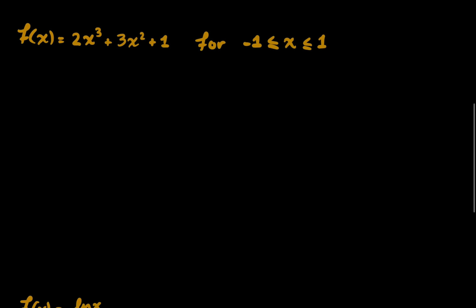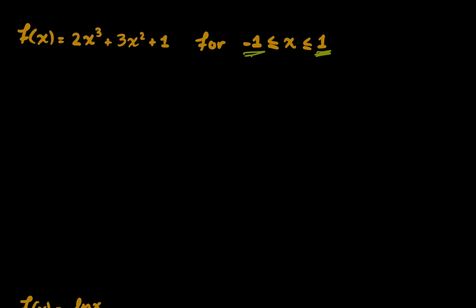So in our first example, we have f of x, which is this polynomial function. We're asked to find the absolute extrema of our function over this interval, from -1 less than or equal to x, less than or equal to +1. So let's go ahead and do that.